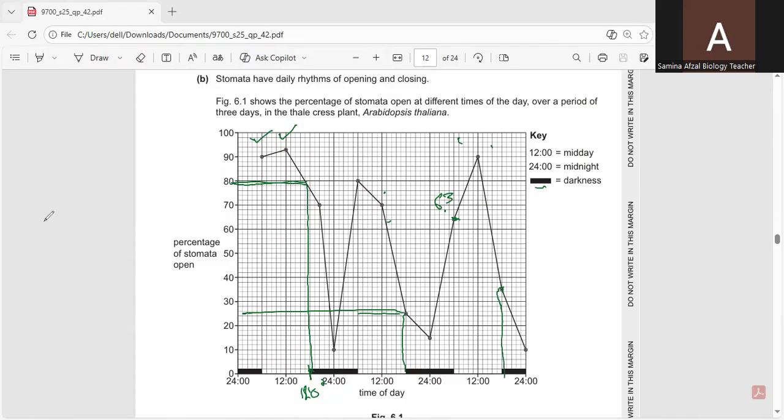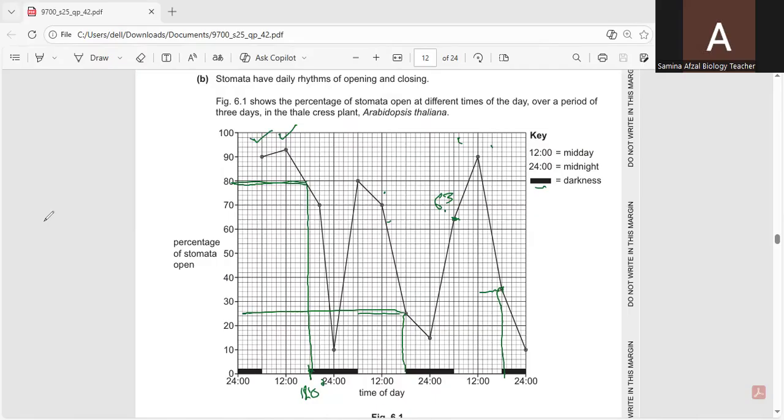At 18 hours, it is less than 40%. So in this way, all the 3 days, the darkness, the black bar which spans from 18 to 6, or 24 to 24, the percentage of open stomata drops significantly to its lowest point, indicating stomata close. So the minimum percentage of open stomata falls to around 10% to 20% or shortly after.